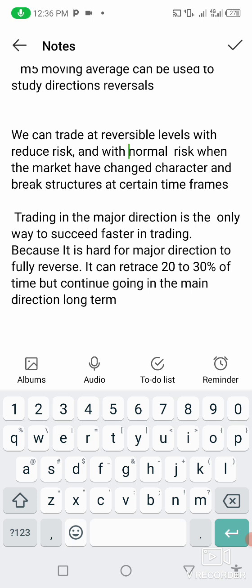So apart from entering markets near reversible levels, you can enter a market that is already flowing, already heading in a direction. It has already gone maybe 20%, 30%, 40% of the full length. So you can continue that market at good prices after retracement. That is the best market to trade.